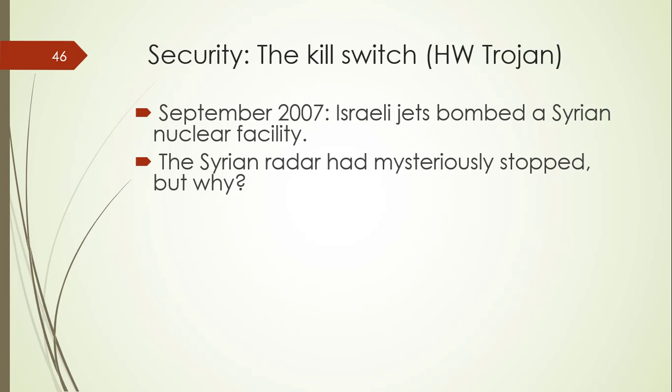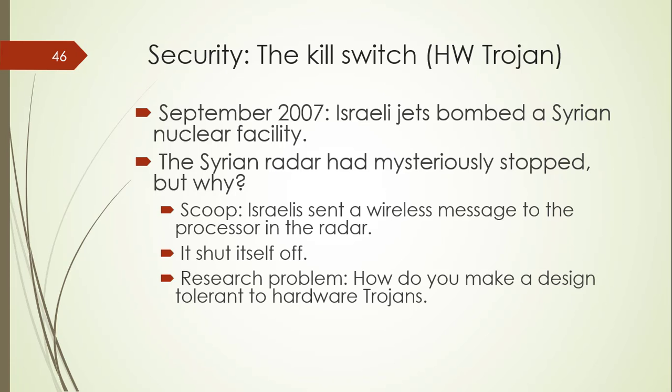So here is what I get to read from spy novels, which claim to be authentic. The scoop is that Israelis sent a wireless message to the processor in the radar. Then the message was able to hack the processor in the radar and it shut itself off. This is known as a kill switch. It's known as a hardware Trojan.